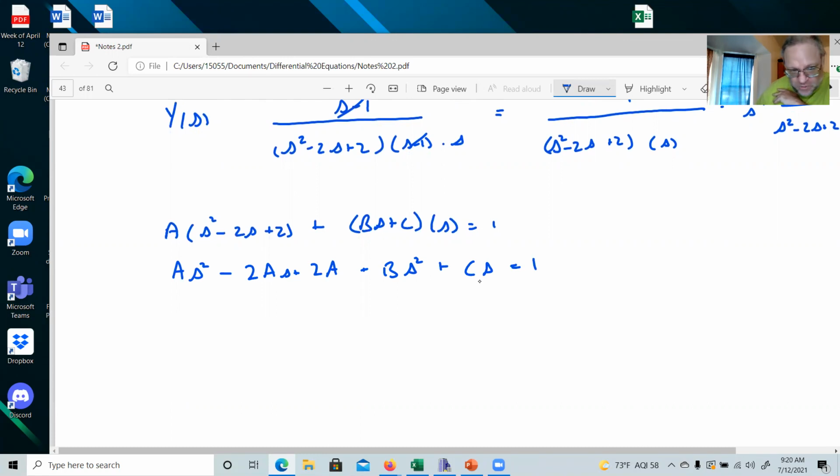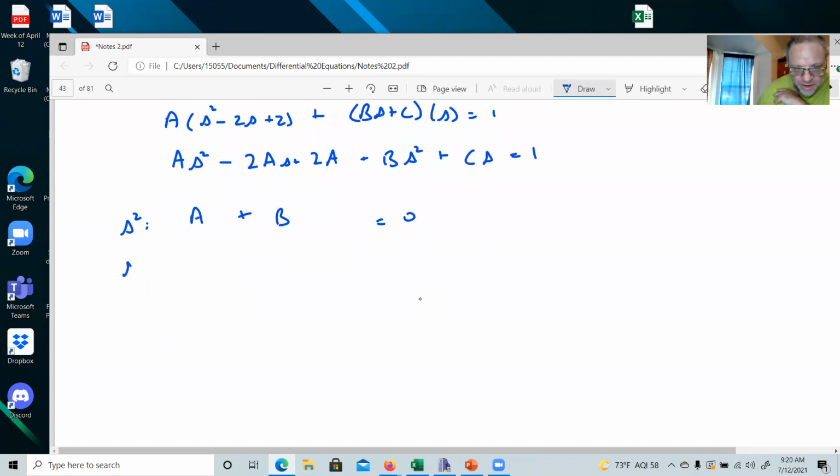So just equate the coefficients here. So what are my s squared terms? We have A plus B, and there are no s squared terms over there, so that's a 0. We have our s term. We have negative 2A plus C is equal to 0 because there's no s's over here.